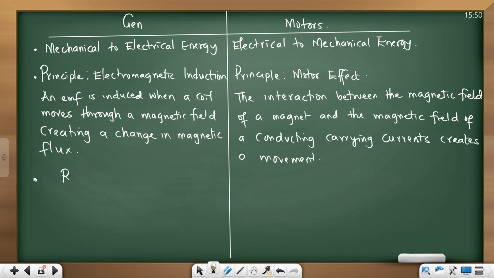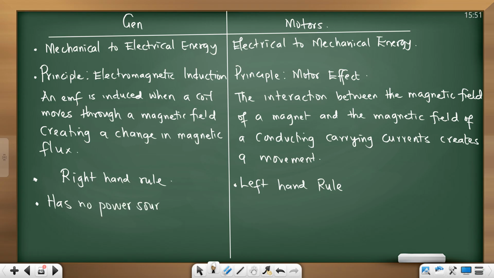Generators, we use the right hand rule. Motors, we use the left hand rule. So those are the two major differences between them. How do you identify this one? A generator has no power source. A motor has a power source.